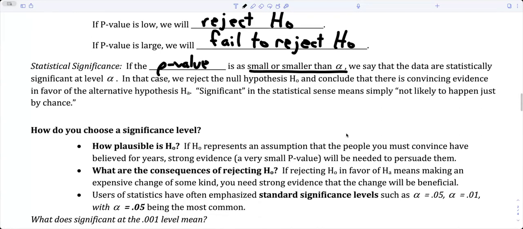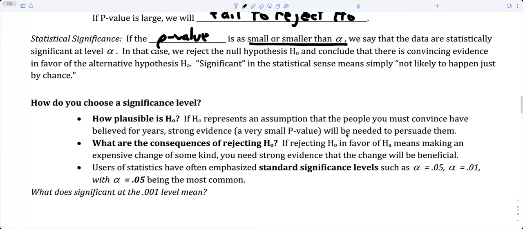Okay, and so just a quick little thing about how you choose a significance level. Many times you don't, it might be given to you, but you must decide how plausible is H naught. If H naught represents an assumption that the people you must convince have believed for years, then you need strong evidence, a very small p-value, in order to persuade them. Or perhaps you might consider, what are the consequences of rejecting H naught? If rejecting H naught in favor of an alternative means making an expensive change of some kind, then you will need strong evidence that the change will be beneficial.